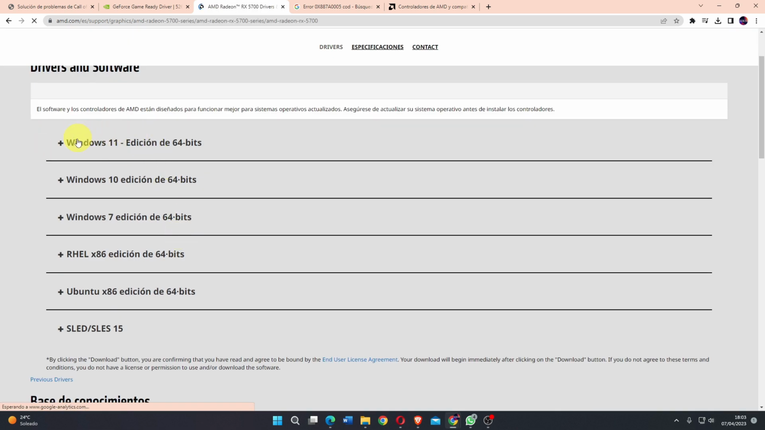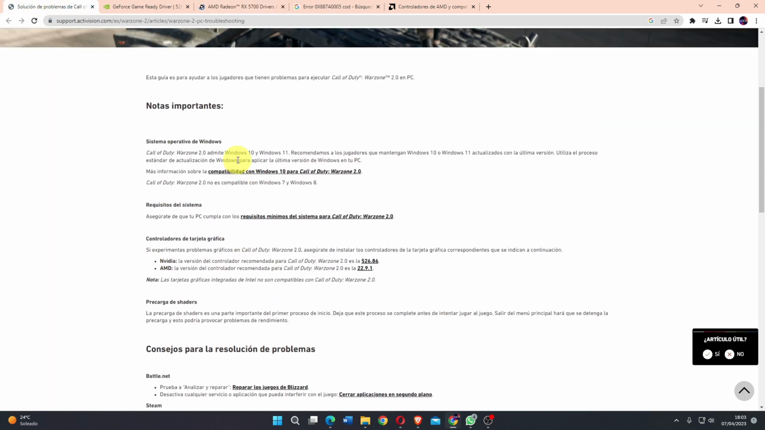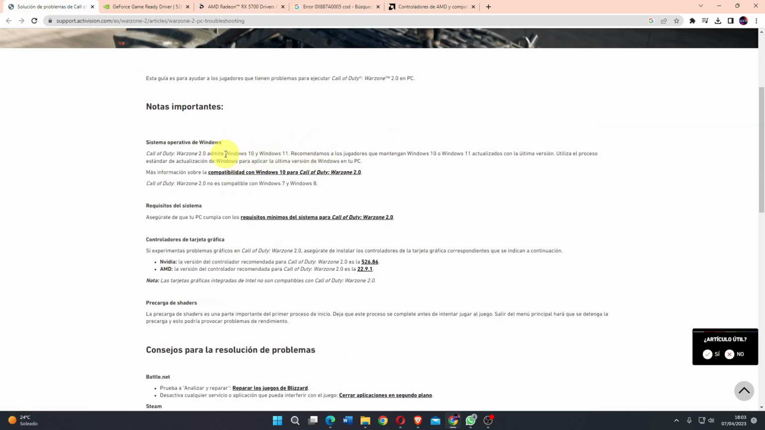It tells us that we can use Windows 10 and 11 without any problem, but that it is not compatible with Windows 7 and 8. We would simply have to download these versions of the card driver and it is supposed that in principle it would be solved. Maybe it's one of the solutions. From what I've read, it doesn't work for everyone, but it works for a very large percentage of people.